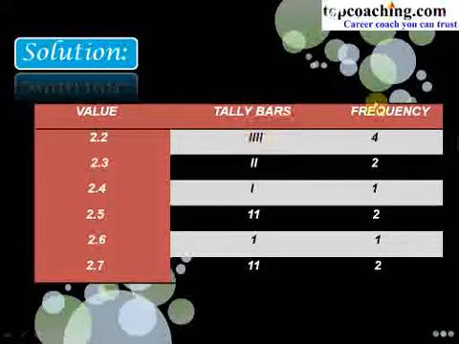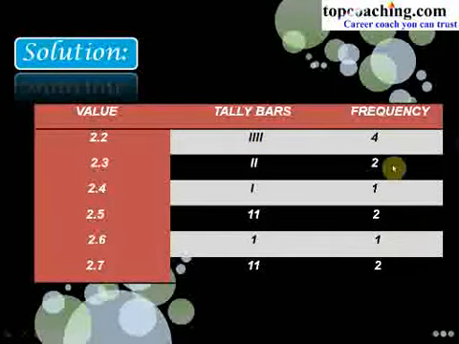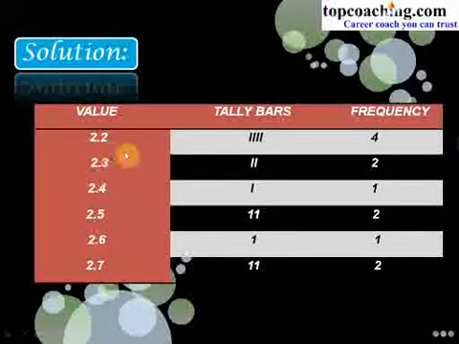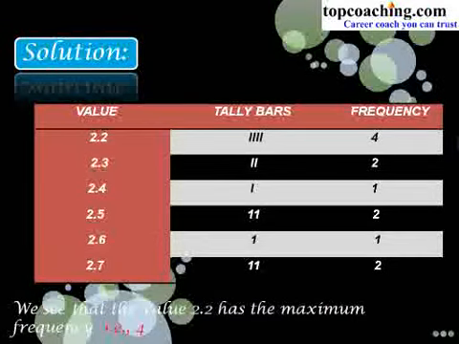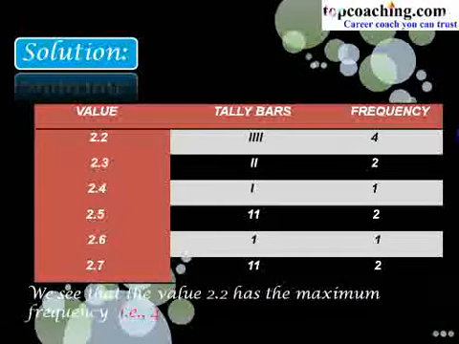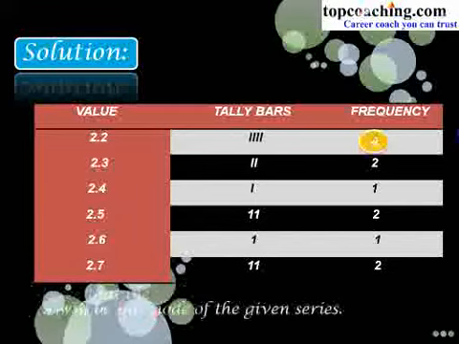So here we can say from the frequency column that 4 is the highest number. So we can say 2.2 is the term which occurs maximum, and the maximum frequency is 4. So here we will say the mode of our given data is 4, not 2.2. If in these kinds of examples we simply consider the value of the term which occurred maximum in the entire data, we see that the value 2.2 has a maximum frequency, that is 4. So finally we can say 4 is the mode of the given series.